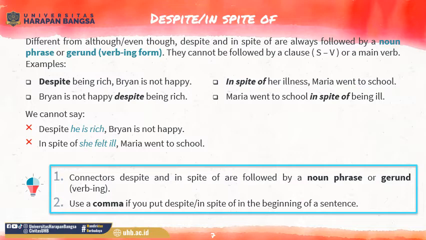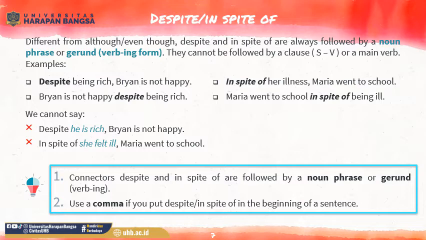Kita lihat contohnya ya. Despite being rich, Brian is not happy. Kita lihat di sini ada contrasting ideas. Yang pertama kaya, yang kedua adalah tidak bahagia. Kita bisa pakai connector despite ya. Karena despite hanya diikuti oleh noun phrase atau gerund, maka kita lihat di sini ada bentuk being rich. Jadi ada bentuk verb ing ya atau gerund.